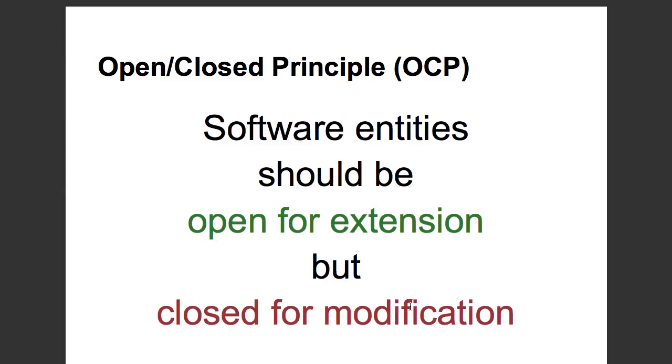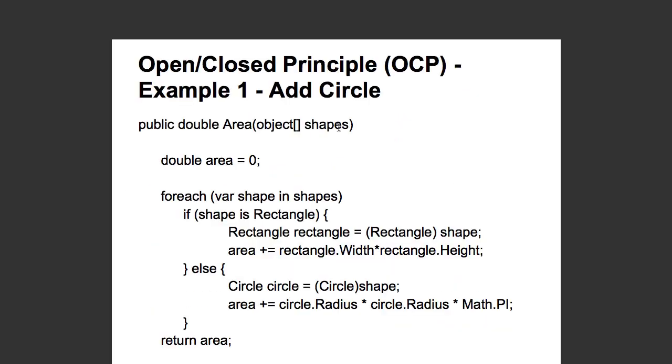It says software entities should be open for extension but closed for modification. What does that mean? Look at this implementation of calculating area for a shape. You're passing in an array of shapes and we are checking if a shape is a rectangle, then do this, else do this. What if I have to add a few more shapes?